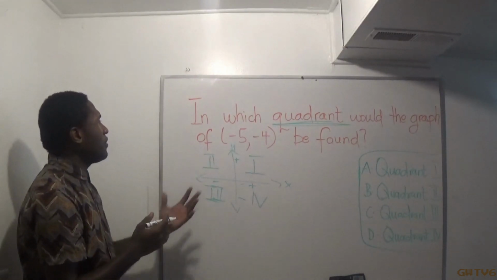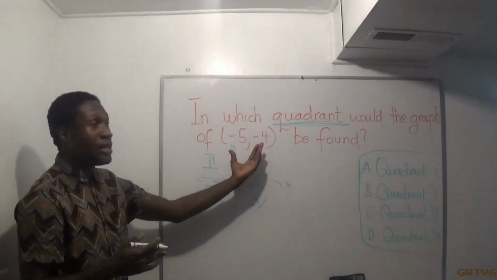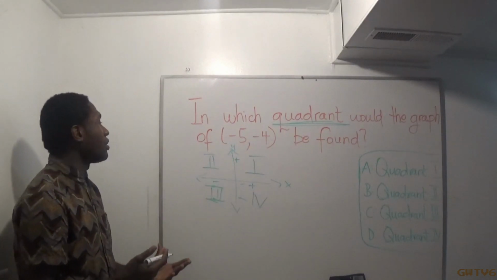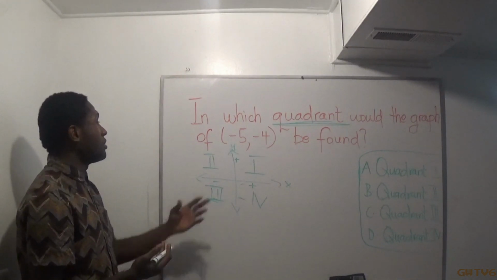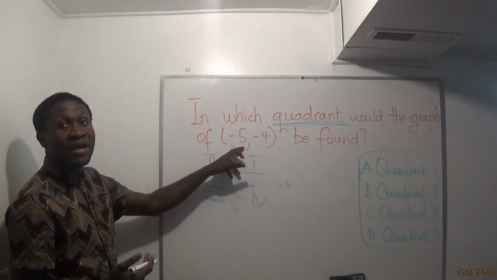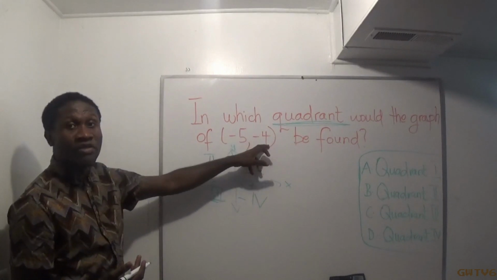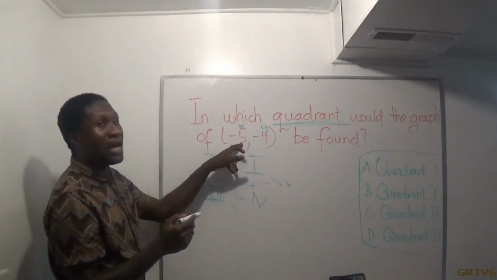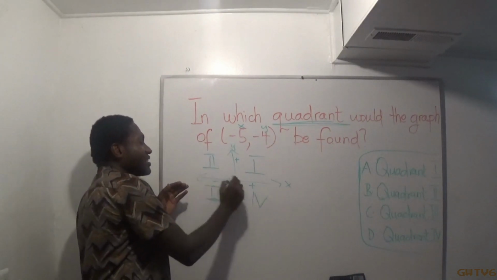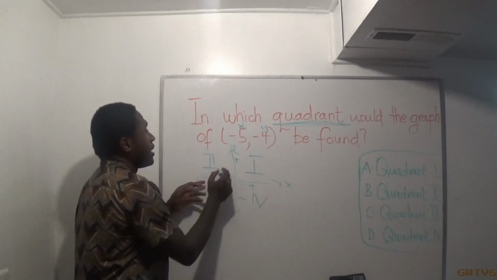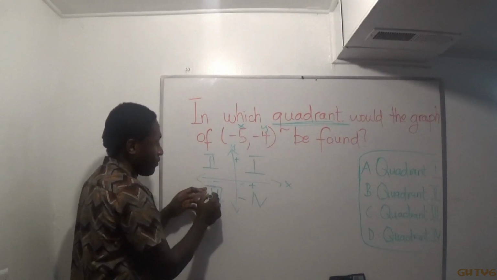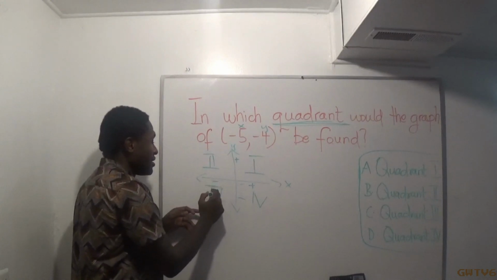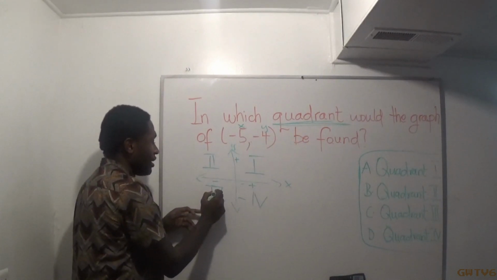So then, if they give you a point and ask which quadrant it can be found in, all you have to do is locate where the point is going to be. So this is -5 and -4, x, y. On the x, you have -5, so it's the negative side on the x. The negative side is right here. And the y is negative, so you go down to the negative side. So that means -5, -4 is somewhere here.